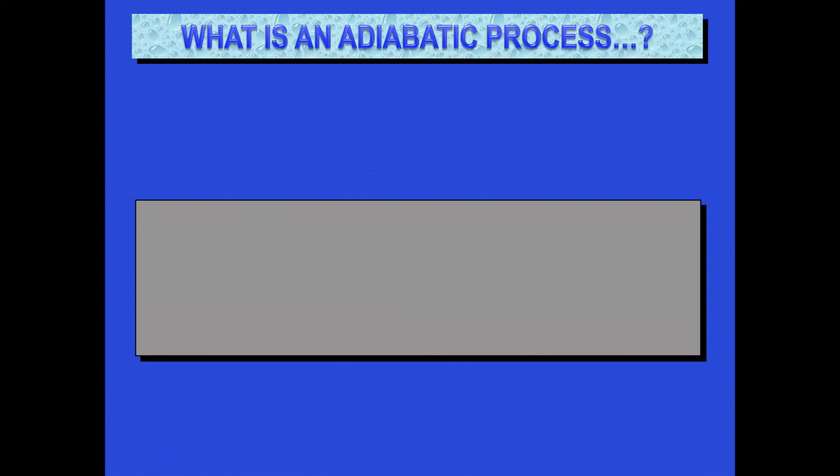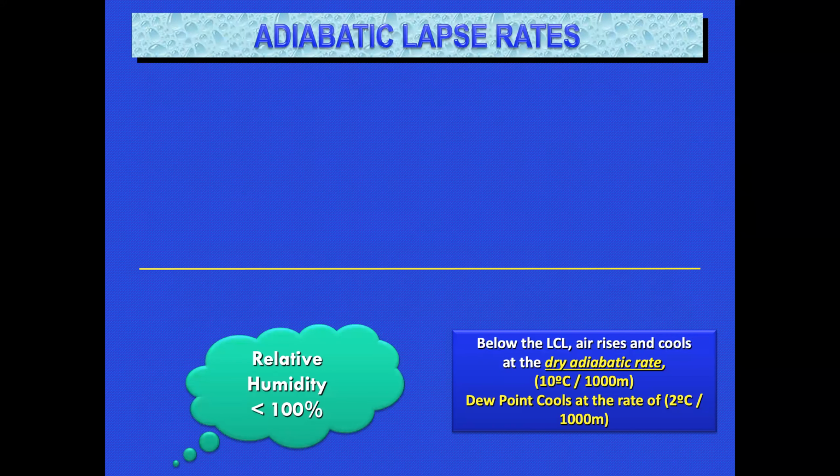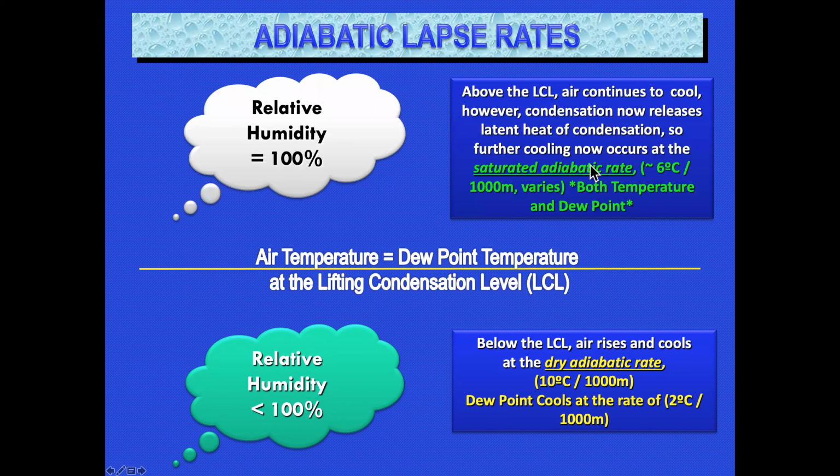We talked about the adiabatic process. So again, a lot of this stuff is review from the last couple of weeks. Again, a heating or cooling that takes place solely as a result of pressure changes, okay? So when the pressure goes down, the temperature goes down. We talked about the idea of relative humidity being less than 100%, lifting the air at the dry adiabatic lapse rate, forming a cloud eventually, and then being saturated and cooling, but at a lesser rate because you are releasing latent heat into the environment.